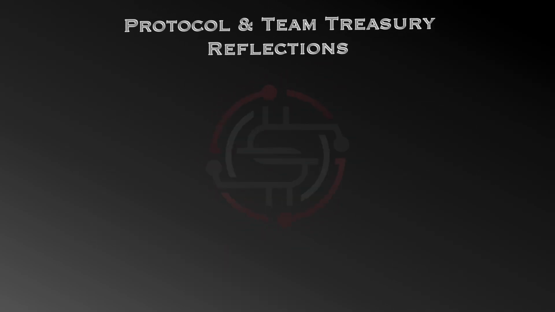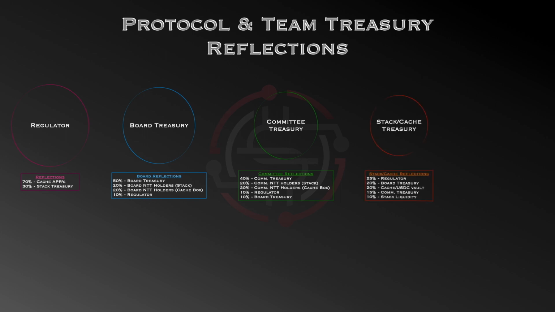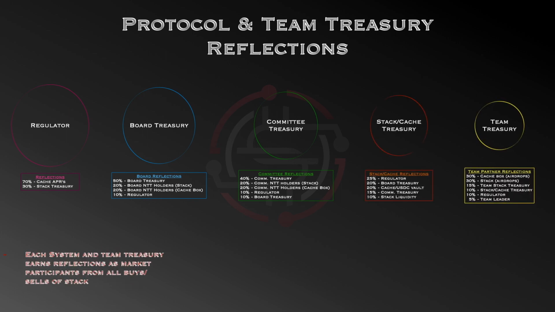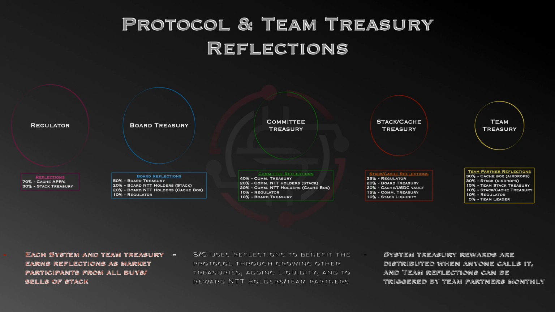So now let's discuss the system or protocol and team treasury reflections. In Stack Cash, all of the system and protocol and team treasuries are market participants, meaning they get reflections to benefit the protocol through growing other treasuries, adding liquidity, and adding NTT holders more reflection rewards. The system or the protocol treasury rewards or reflections can be distributed whenever someone calls it. And the team treasury reflections can be triggered by team partners on a monthly basis.